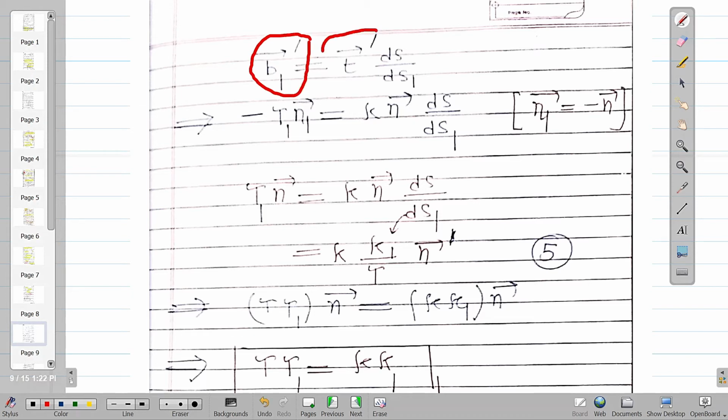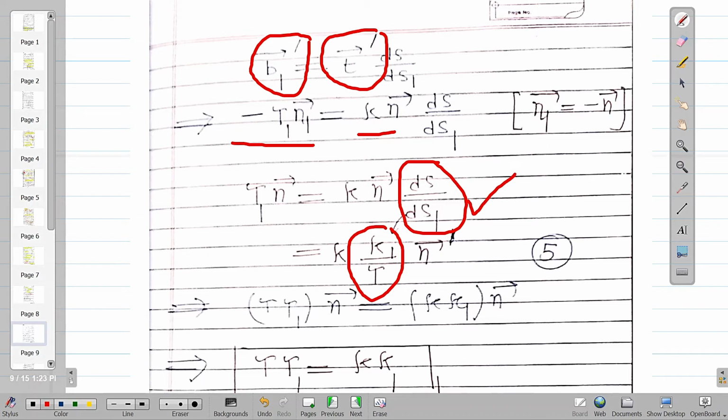So what is the value of t dash? Just substitute. So this will be minus tau n1 vector, which is equal to kappa n vector. So from this simplify, we know the value of ds by ds1 in the previous page. So that is kappa 1 by tau. Clear? So substitute the value of ds by ds1. So what we get? We get tau into tau 1 into n vector, kappa into kappa 1 into n vector. So we get the result.